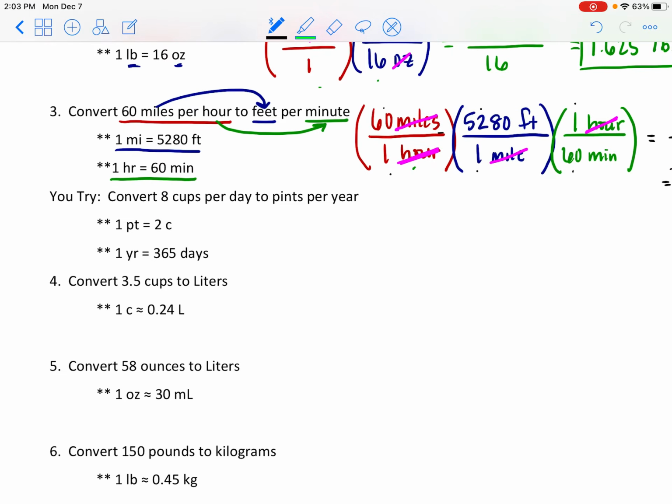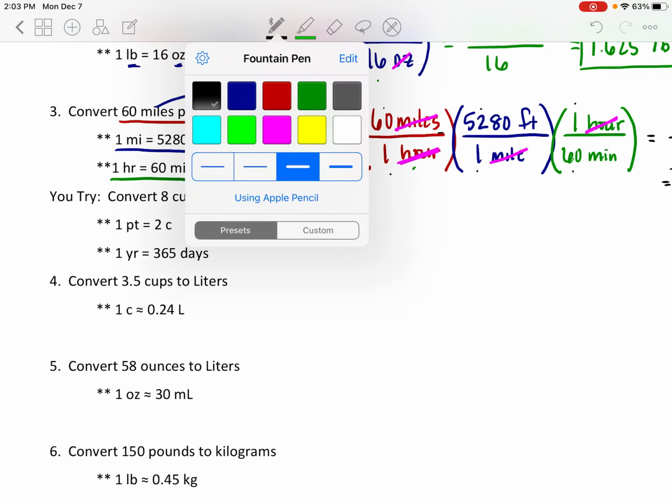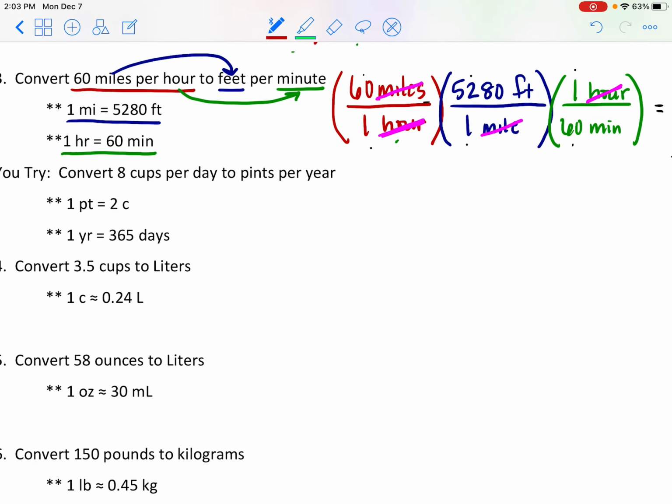All right, here's one for you to try. It's another one of these doubles. If you think you can do it, then feel free to pause the video and give it a shot. Otherwise, we can try this together. So 8 cups per day is our start. So I'm going to start with 8 cups per 1 day. 8 cups in 1 day. And I have to go from cups to pints, and then days to years. So we're converting to pints per year.